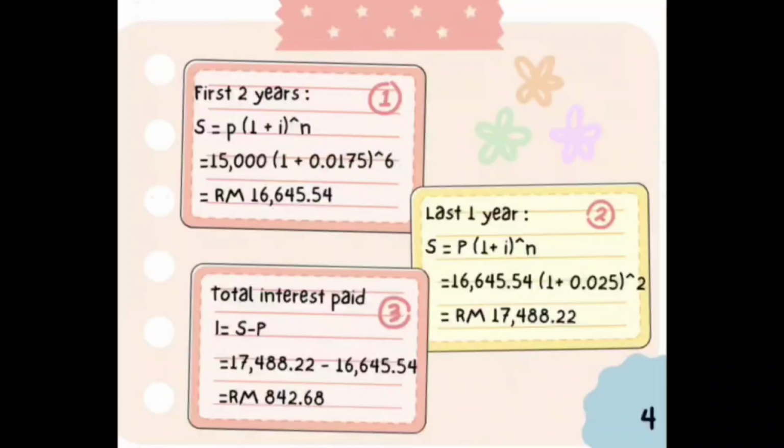The last step is we need to calculate total interest paid. We'll be using the formula I equal to S minus P. The S figure will be taken from the second step, and the P figure will be taken from the first step answer, which is 17,488 ringgit and 22 cent minus 16,645 ringgit and 54 cent, and our final answer will be RM 842 ringgit and 68 cent.